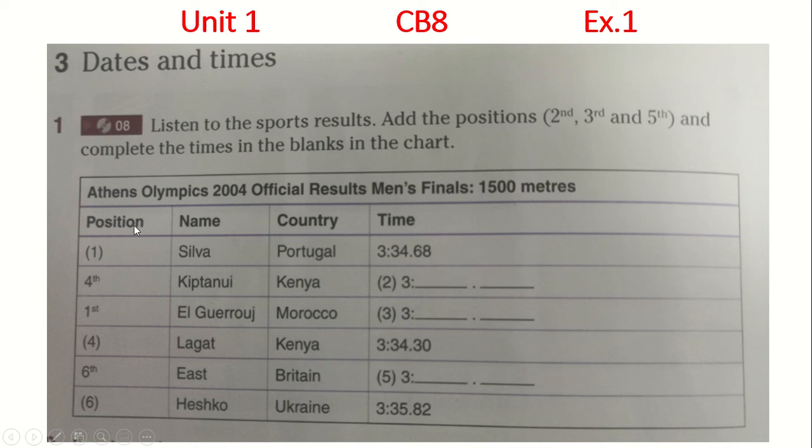Okay, here we have the position. For example, first, second, third, and so on. We have first, we have fourth, we have sixth. So we need to add second, third, and fifth. الثاني, الثالث, الخامس. Okay, here we have names.